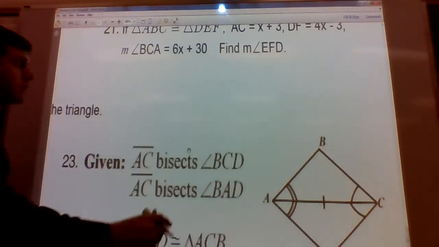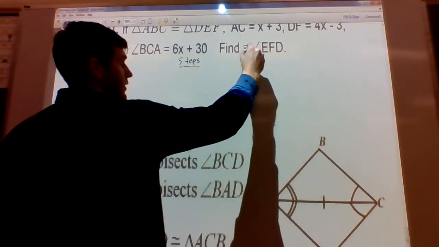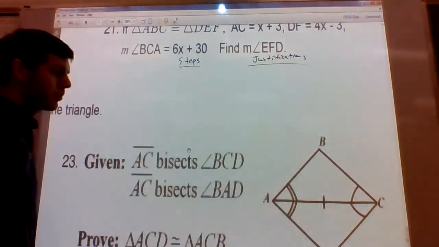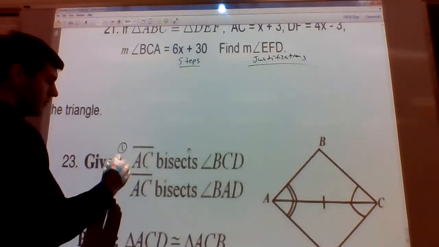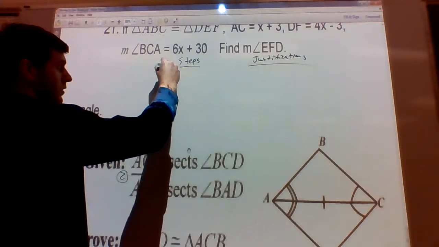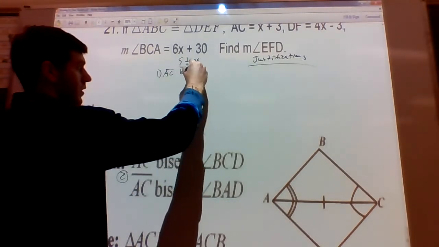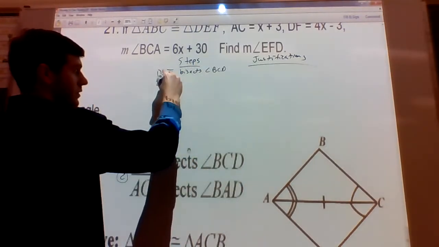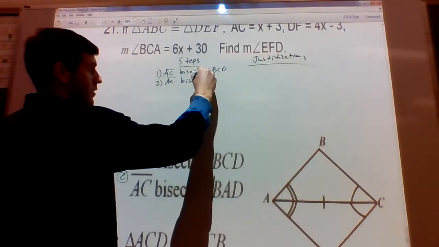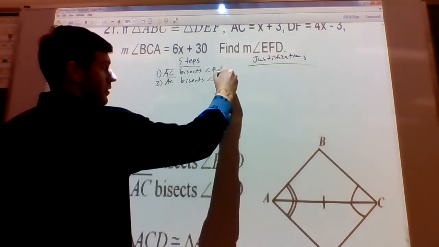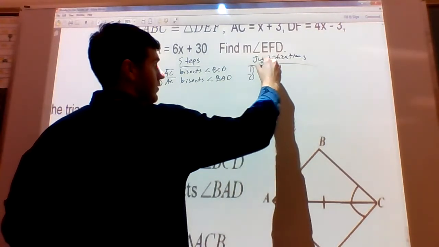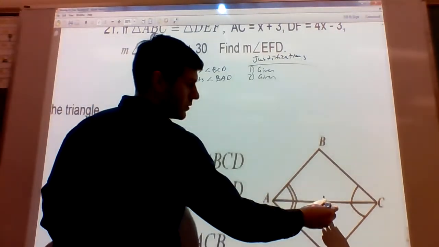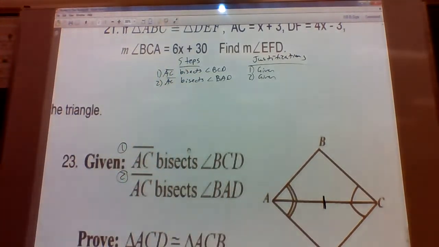Okay. So we have steps, justifications. First thing we do in our process is write the givens. So we have 2 givens. So AC bisects angle BCD. And then 2 is AC bisects angle BAD. Okay, and those are given. We also have a shared side, right? So step 1, write the givens. Check. We have 2 givens, we wrote them.